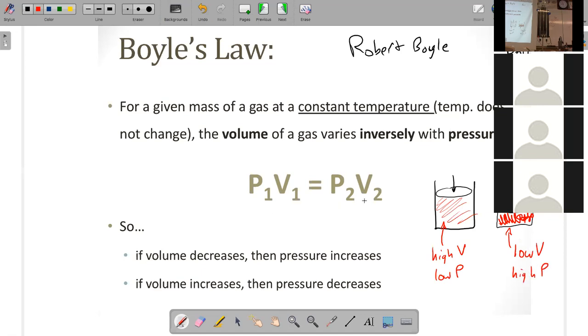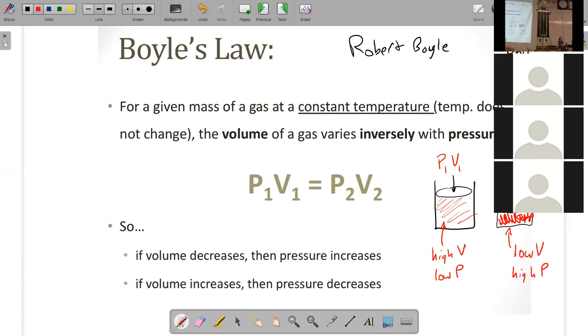And that's what this law describes: there's some kind of condition 1 and some kind of condition 2. What P1 and V1 mean is that this gas begins at some pressure and volume, P1 and V1, and the product of the pressure and the volume to start is the same as the product of the pressure and the volume when you're done. Those pressures and volumes are inversely related. So if you increase the pressure, the volume has to go down. If you decrease the pressure, the volume has to go up.